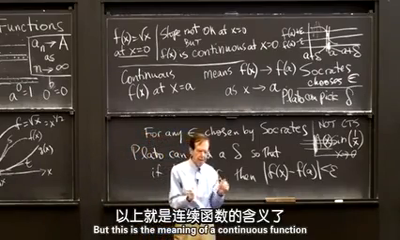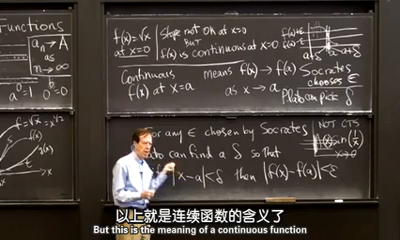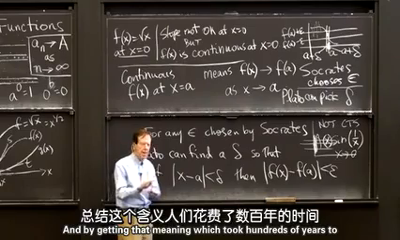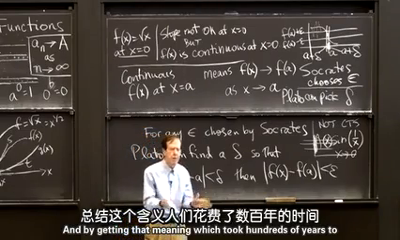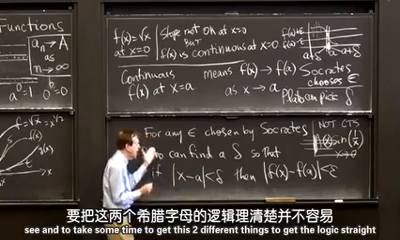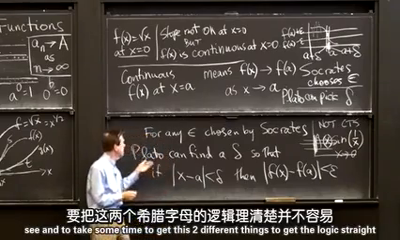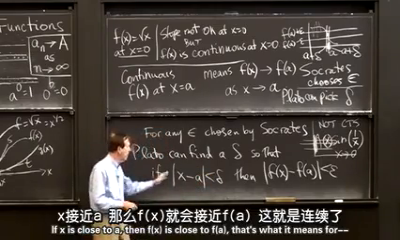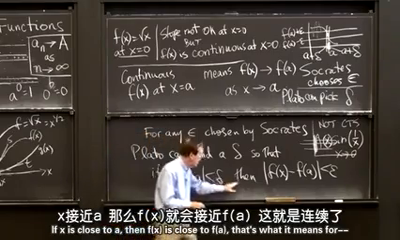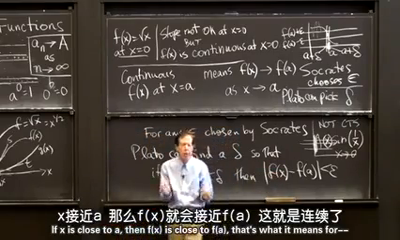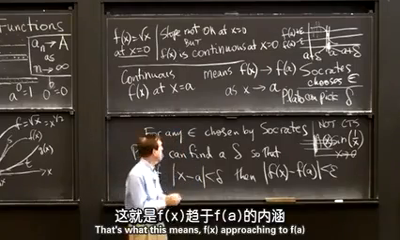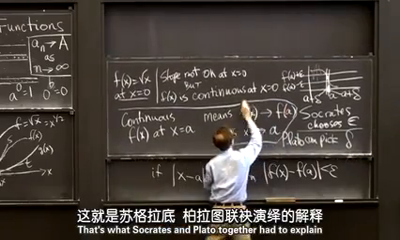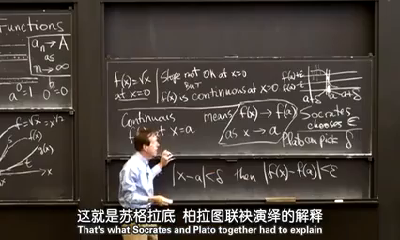But this is the meaning of a continuous function. And by getting that meaning, which took hundreds of years to see, and it takes some time to get these two different things, to get the logic straight. If x is close to a, then f of x is close to f of a. That's what this means, f of x approaching f of a. That's what Socrates and Plato together had to explain.